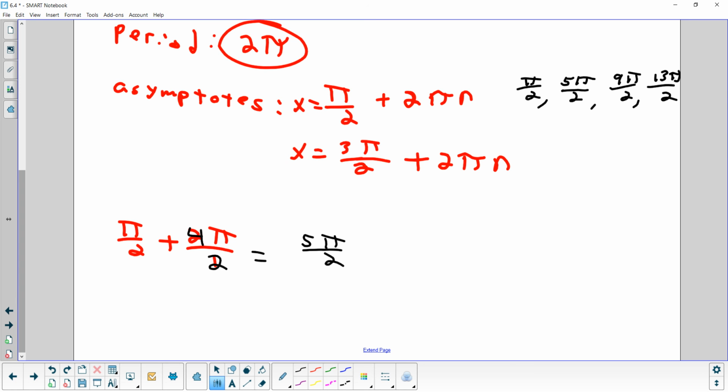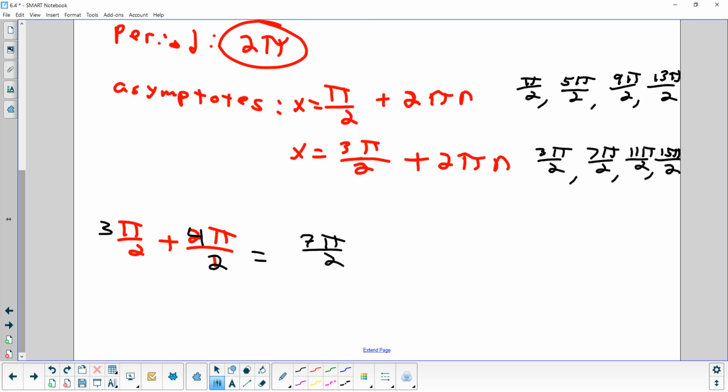Now look at the bottom one. This is 3 pi over 2 plus multiples of 2 pi. The first one we had was 3 pi over 2. What's 3 pi over 2 plus 4 pi over 2? 7 pi over 2. So you're going to get an asymptote there. What would the next one be? 11 pi over 2. And the next one? 15 pi over 2. It's perfectly fine to describe the asymptotes with two different formulas, but you really don't need to.